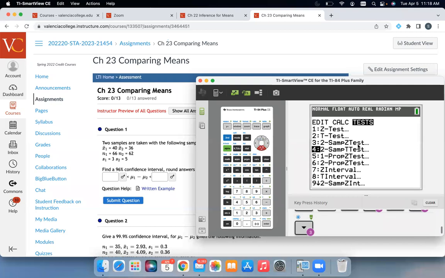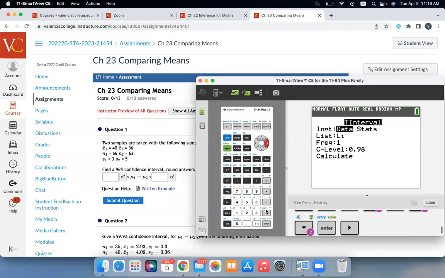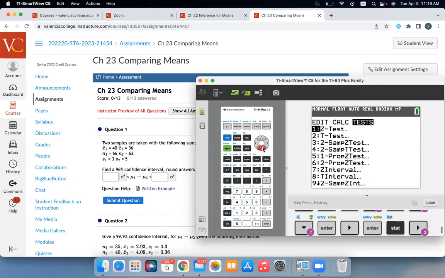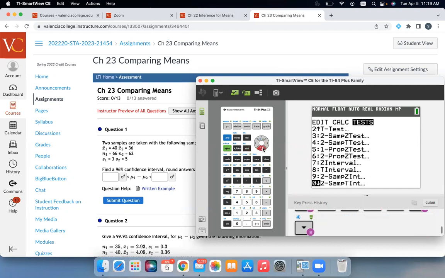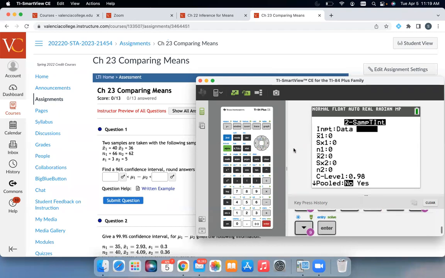Button 4, no, that says 2 sample test. Button 8, look at all the numbers I have there. I've got X1s and N1s and so forth. That won't work. Button 0, 2 sample interval. Look, literally all the stuff right there is what the calculator is asking me for. And we literally just type it all in.